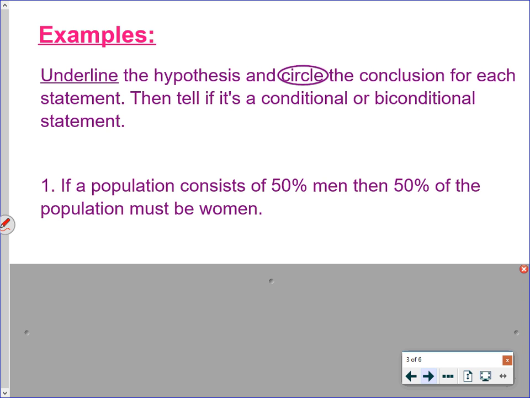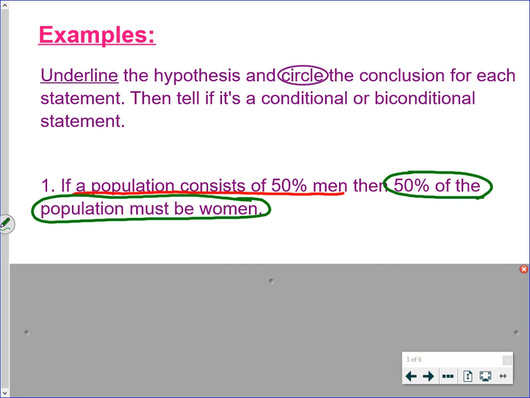Our hypothesis is the stuff that comes after the if. So if a population consists of 50% men, I'm going to underline the stuff with the if. So a population consists of 50% men would be our hypothesis. Then 50% of the population must be women. So our conclusion is the stuff after the then. So I'm going to circle all of the stuff after the then. So 50% of the population must be women is our conclusion.